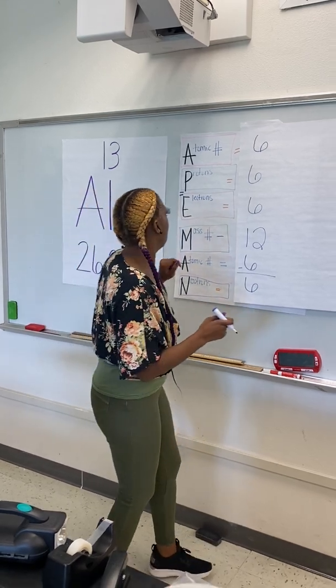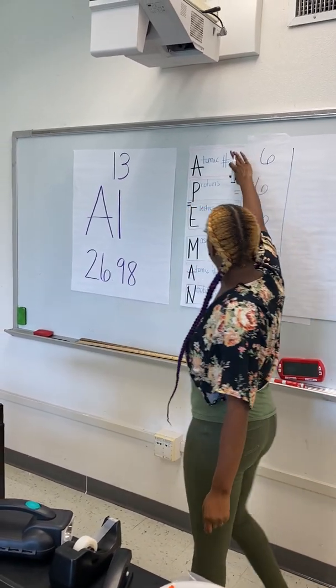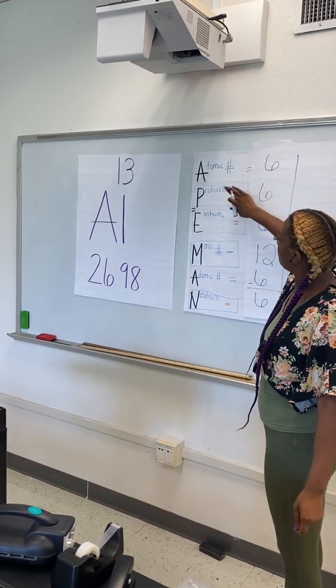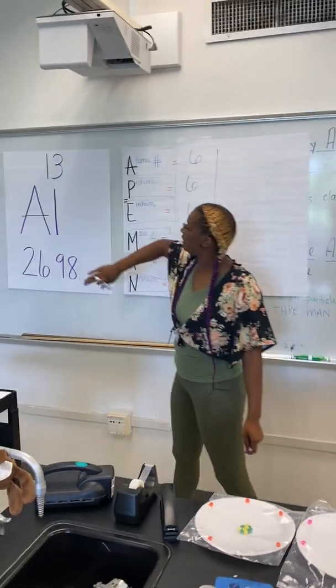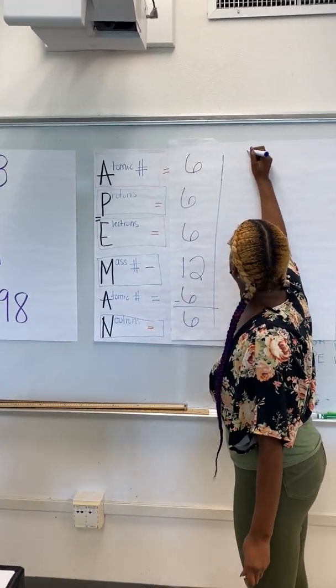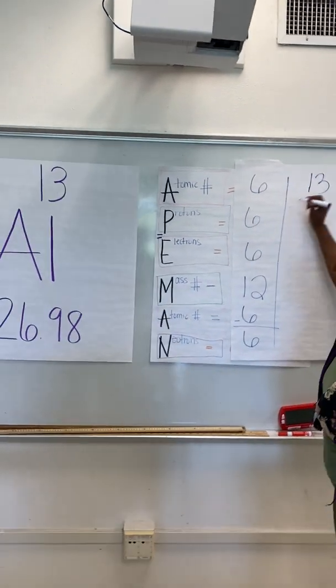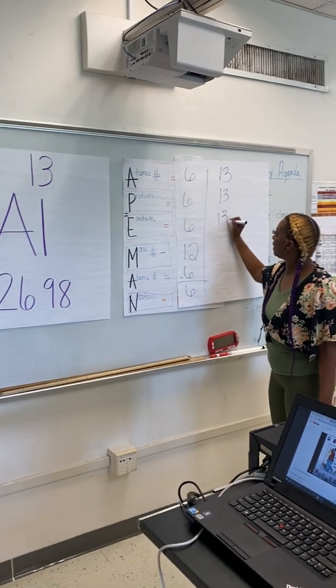Next, we have aluminum. And we need to know the atomic number so we can know the number of protons and electrons. So we know that the atomic number is going to be this number at the top, based on the other 2 that we've done, and it's 13. Atomic number 13, so that means protons and electrons will also be 13.